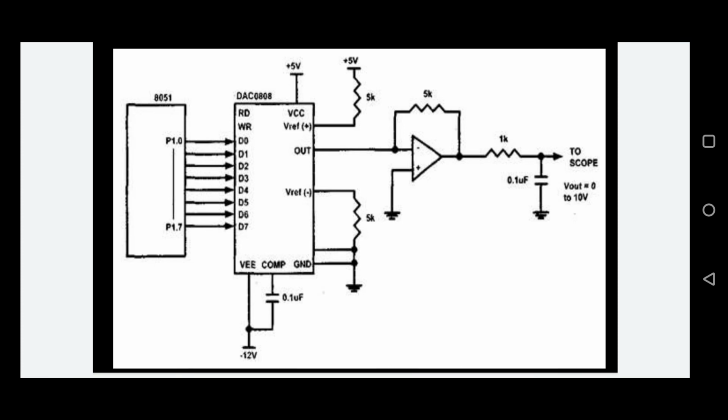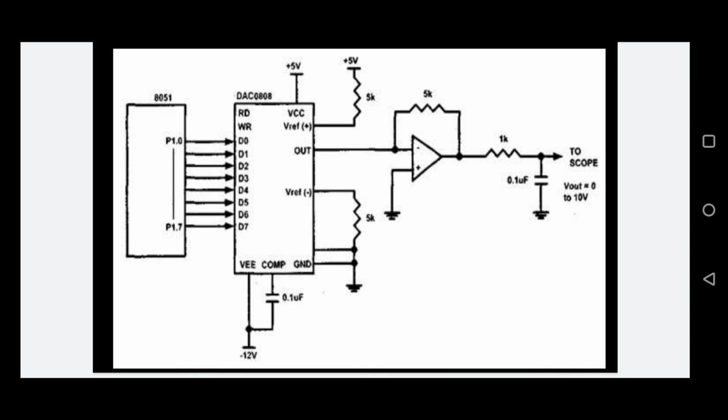So here the input is what? Digital. The DAC converter converts the digital input into analog output, in terms of voltage or current. In most cases it produces voltage. So this is the block diagram of DAC interfacing with 8051 microcontroller.